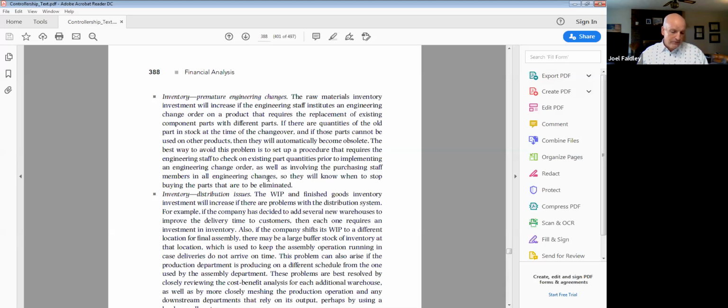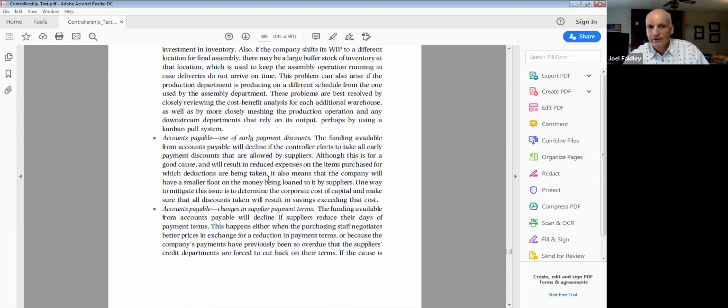Inventory distribution issues. What about accounts payable? ECCT never took early payment discounts. In some ways, it was kind of stupid. At the same time, if they're going to delay paying for 60 days, because if you had payment terms of 2/10 net 30, what does that tell you? You get a 2% discount if you pay the bill within 10 days. That's pretty good. Or what? It's due in 30 days.